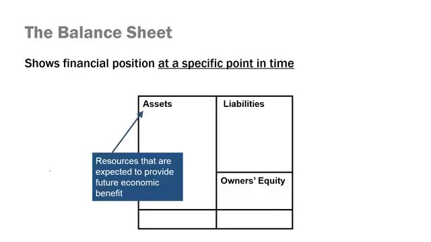What are assets? Assets are resources that are expected to provide future economic benefit. I like to say, in layman's terms, it's stuff. It's stuff that the company owns that's going to be beneficial to it at some point in time. Some examples of assets are cash, inventory, buildings, and the list goes on and on.